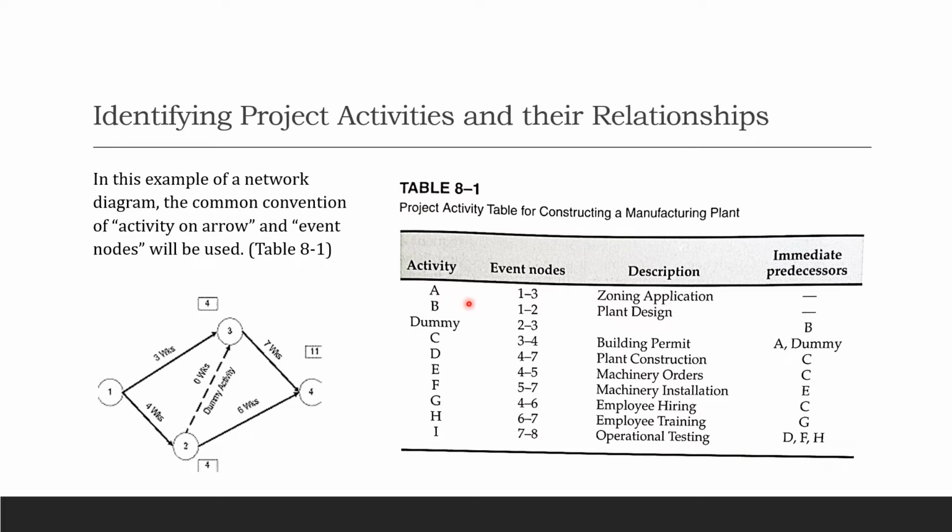We can code it. So here, that's A, your code for zoning application. B is your plant design. So instead of writing this really long description right there, we're going to go with the short one.